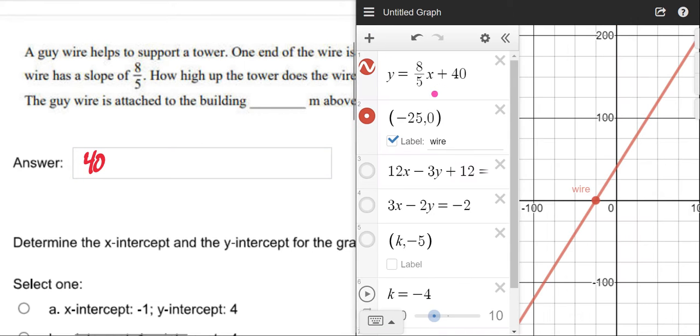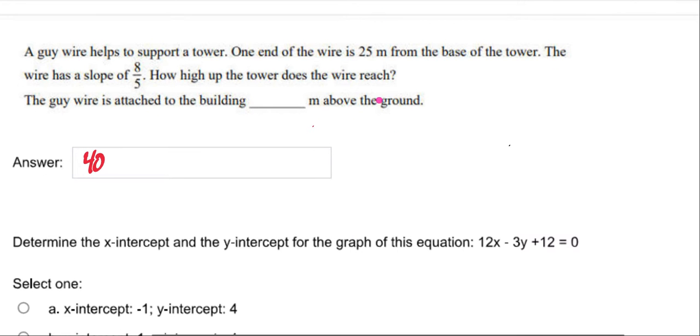If we were to graph this, 8/5 is our slope. The intercept is what we're looking to find, and we find the y-intercept when x equals 0. If we start at 25 meters away, and we know that our slope is 8/5, 8/5 is the slope, 25 meters is the run, it's how far away, and we're looking for our missing value up here. So our change in y, or we could call it the rise, we're looking for here. This is just a proportion.